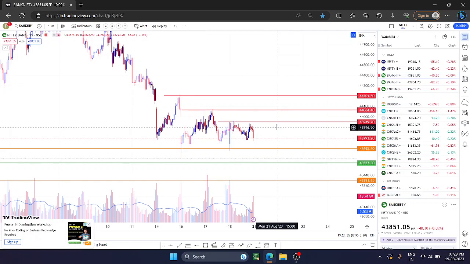Similarly, above the breakout of 43,800, 890 will be our stop loss, and we can plan for a long toward 44,064, and 44,200 will be our target.